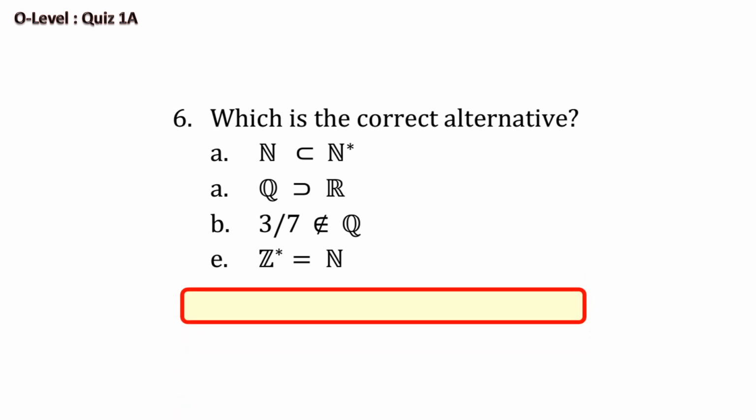Well, looking at all these alternatives, there is no correct answer. For the first one, if they reverse the sign, it would have been correct. For the second, if they reverse the sign, it could have equally been correct. For the third, if they remove the bar and make it an element, it will be correct. And for the last one, if they add a plus after the Z, then it will equally be correct. For the last one, rather, if they replace the star by a plus, they will be the same.